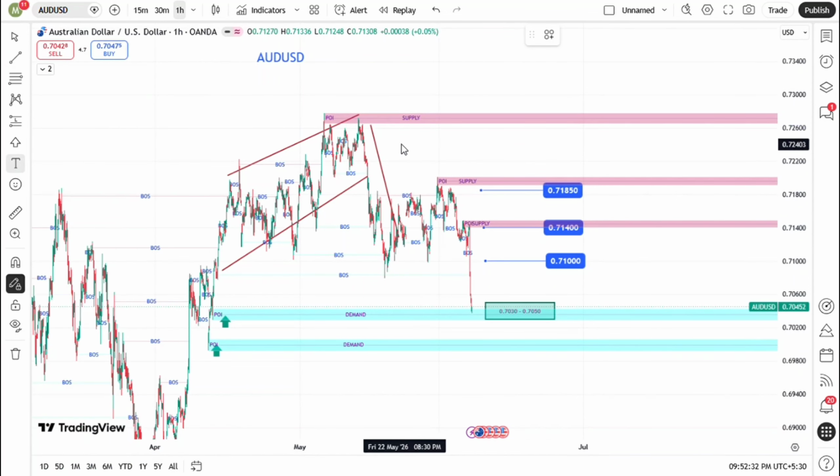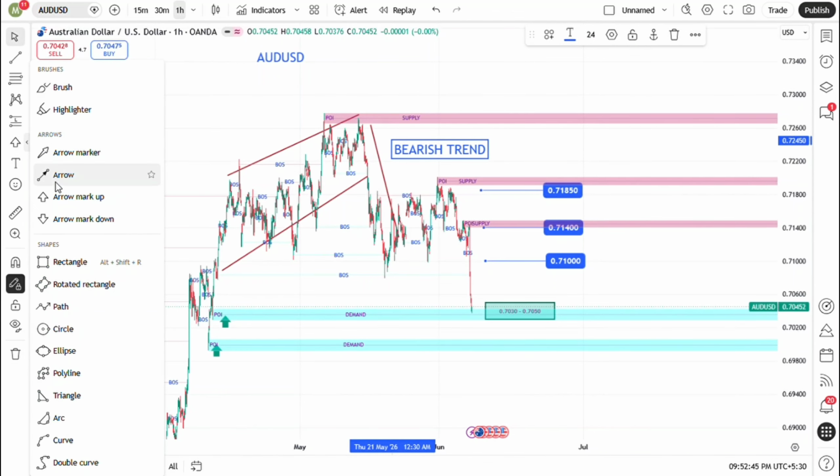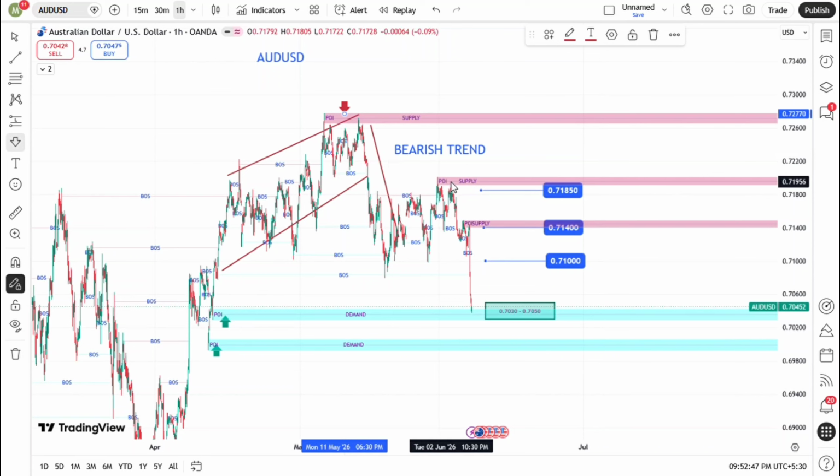Our immediate focus centers on this entry zone between 0.7030 and 0.7050. We are currently waiting for mitigation here. Once price action confirms order flow transition, we can expect the move to start, presenting two distinct order flow pathways.